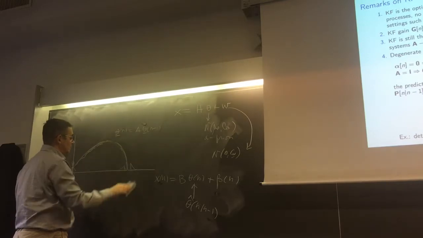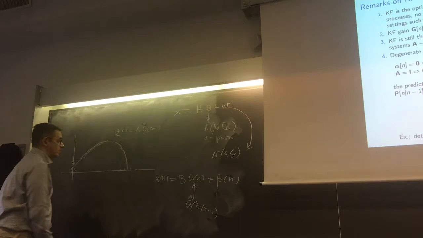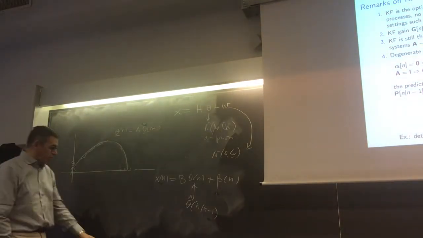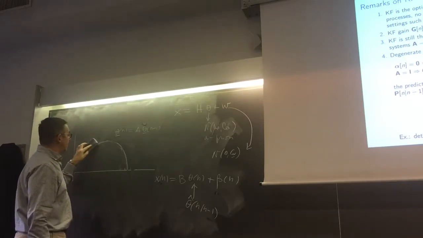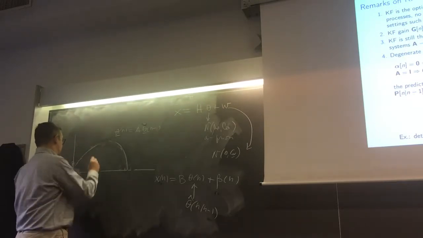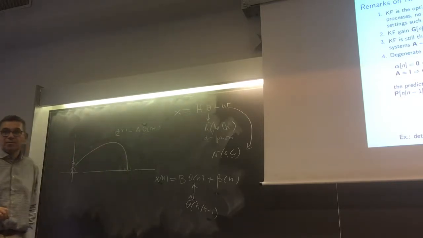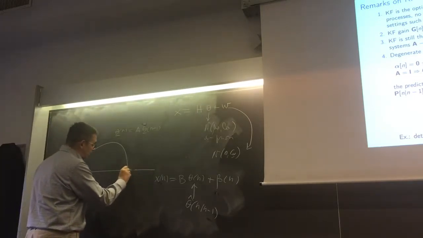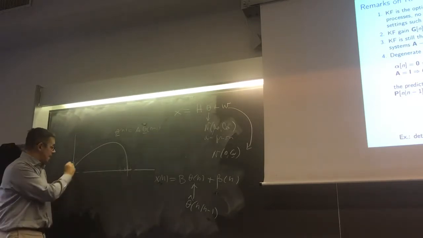And if there is no wind, the stone drops there. Perfect, okay? But imagine that my goal is to predict, to estimate where the stone is dropping. Okay, that's my goal. Now I want to estimate where this point is.